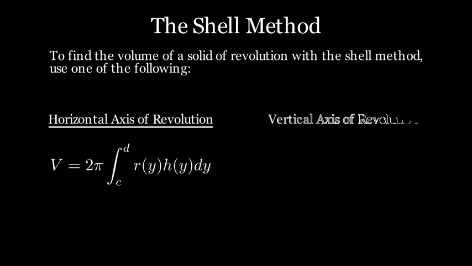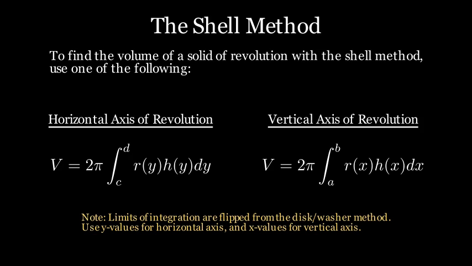To find the volume of a solid of revolution using the shell method, we integrate the circumference of the shell times its height. We use y values for a horizontal axis and x values for a vertical axis.